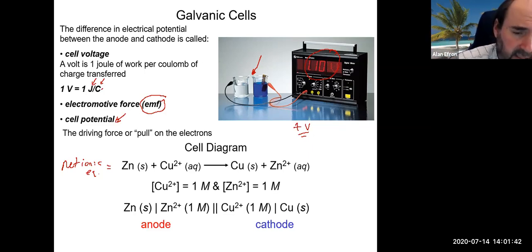So again, as we did on the previous slide, the oxidation state here is 0, this one is +2, this one is 0, and this one is +2. So the zinc going from 0 to +2 is going through oxidation, while the copper going from +2 to 0 is going through reduction. Now, a cell diagram is this down here.